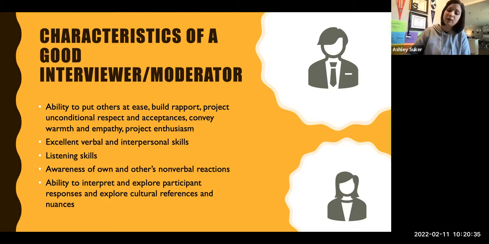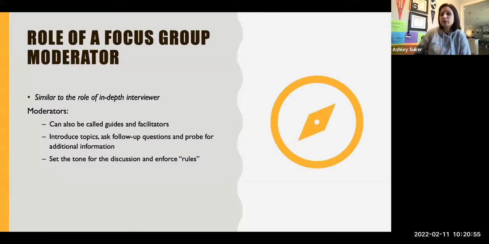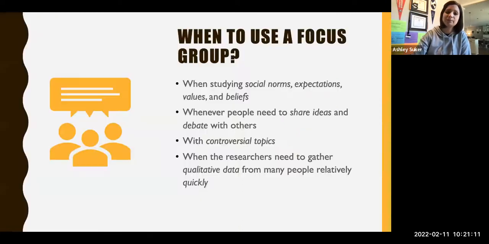So if someone gives a response, they need to be able to come up with the follow-up questions so that they can dig a little deeper. Focus groups, this is what we focus on. They are data collected from a group of people in one setting, and they depend heavily on group interaction. So the role of a focus group moderator is almost the same as what we just talked about. They can also be called guides or facilitators. They introduce topics, ask follow-up questions, and probe for additional information. And they set the tone for the discussion and enforce the rules.